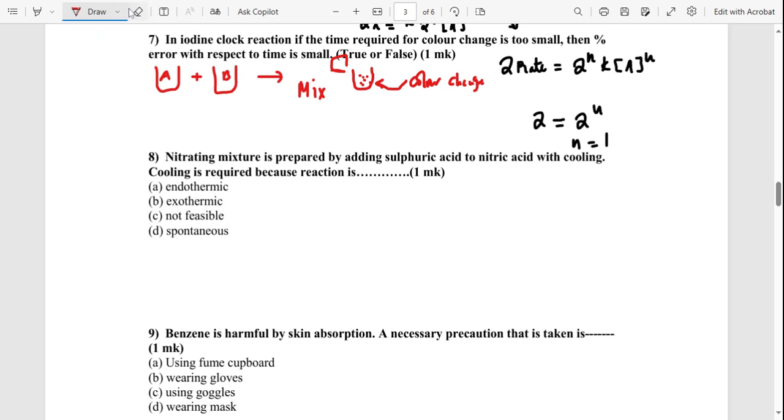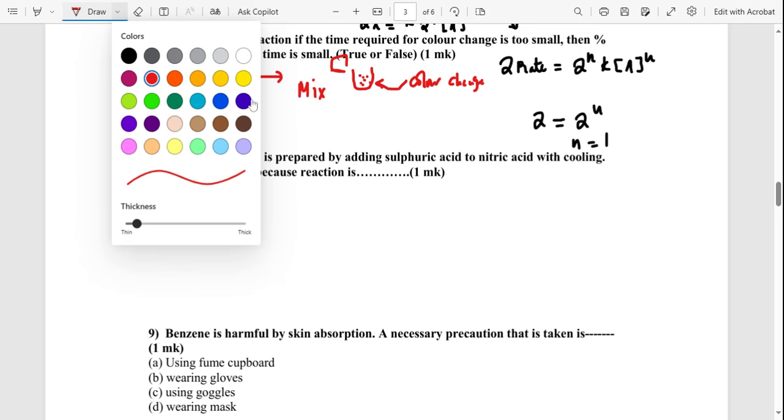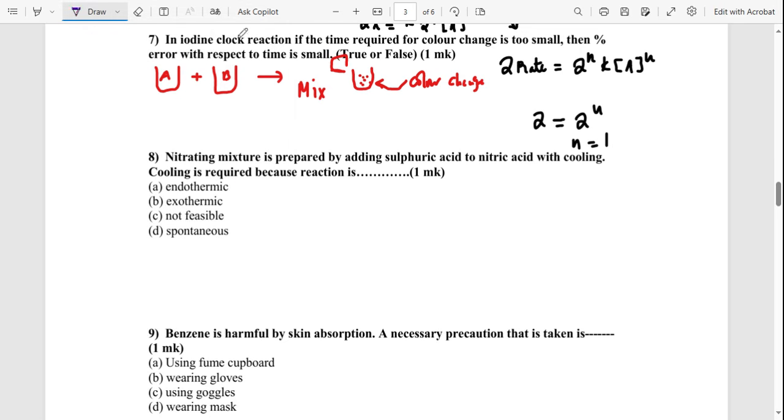You can actually just see a simple tutorial video on YouTube of how this Alden clock is. If they mix, you just see the way the color is changing. Push, the color changes to black when you mix them. So now the question is not asking us really about that, but it's asking us about if the time required for color change is too small, then the error with respect to time is small. Is that true or false?